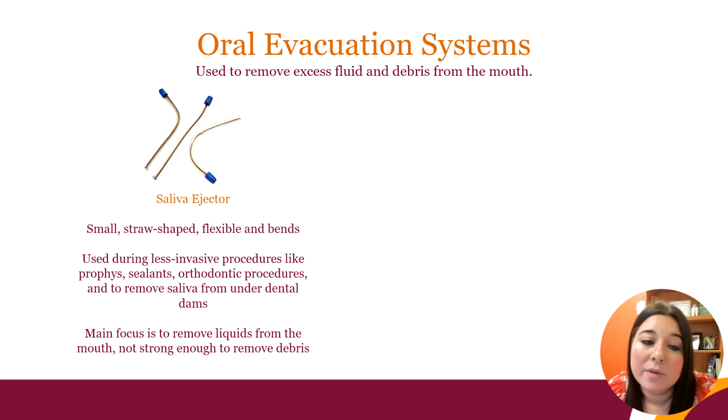The main focus though is to remove liquids from the mouth, not strong enough to remove debris. So if the doctor's prepping a tooth and there are amalgam pieces going everywhere, you probably don't want to use the saliva ejector. The HVE is your best option.